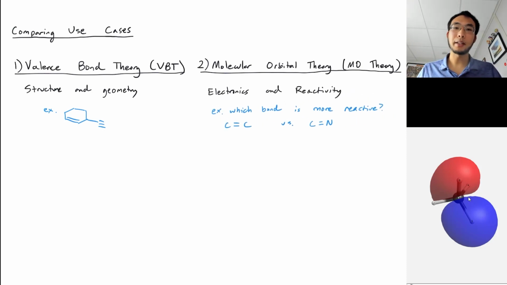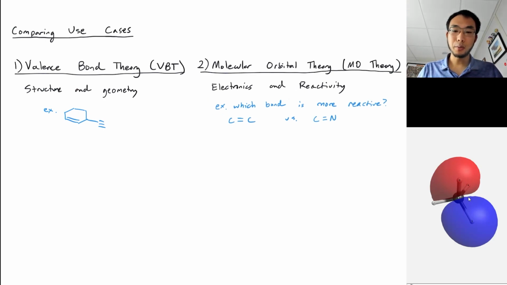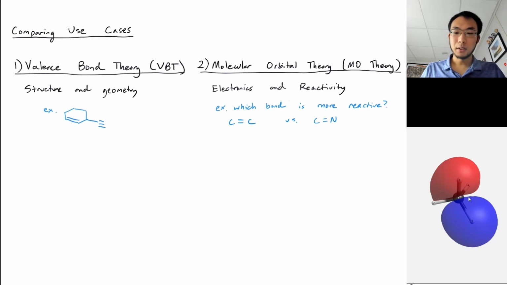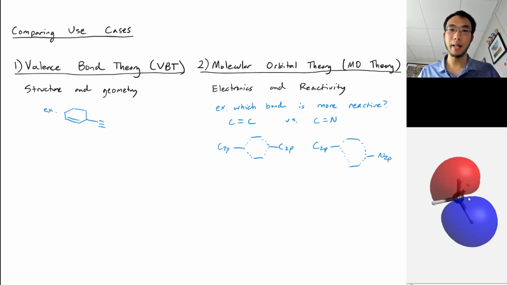In contrast, molecular orbital theory is really good for thinking about the actual energy levels of a molecule. And when we get to reactions, it'll be very useful for thinking about the reactivity of a molecule. So I want to give you a quick example of what that looks like here. A common question we'll have is, which bond is more reactive in a given situation or in a given molecule? What molecular orbital theory allows us to do is to look at, let's say, a carbon-carbon double bond, and we'll look at just the pi bond, which comes from mixing 2p orbitals here, and compare that to a carbon-nitrogen double bond, again coming from 2p orbitals overlapping.